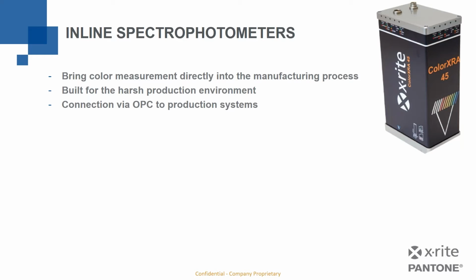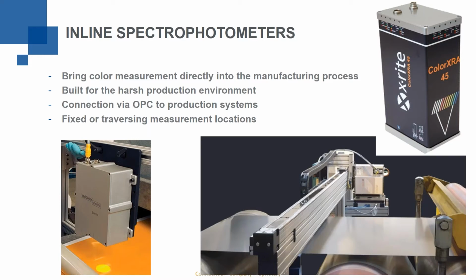They can connect via OPC to a production system. So for example, the production system can tell the inline measurement system what it is it's going to be measuring, to recall a standard, those kinds of things. They can be fixed or traversing, and I'll show you a couple of pictures here. The one on the bottom left is an instrument in a fixed position. The device is going to stay right where it is. The material, that orange material underneath, that looks very yellow where the light of the device is shining, is moving underneath the device, and the device is measuring in a single spot.